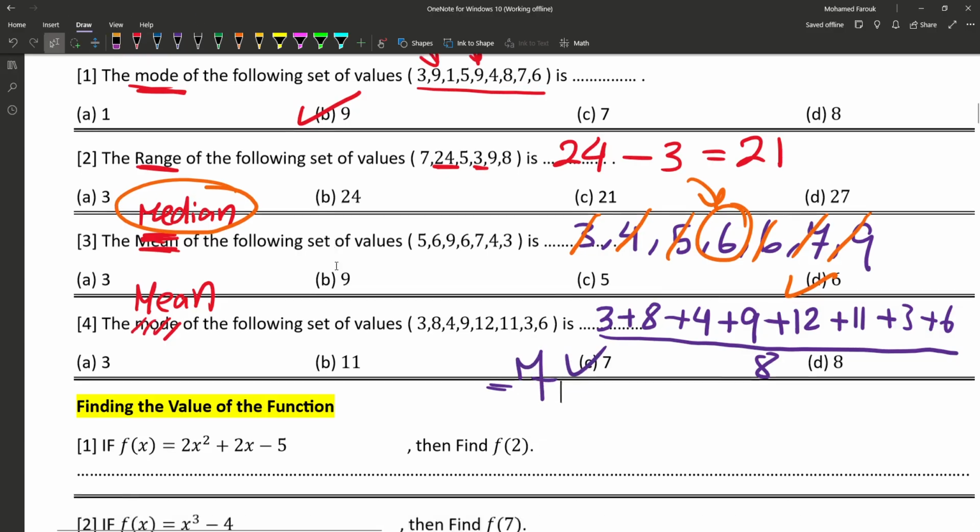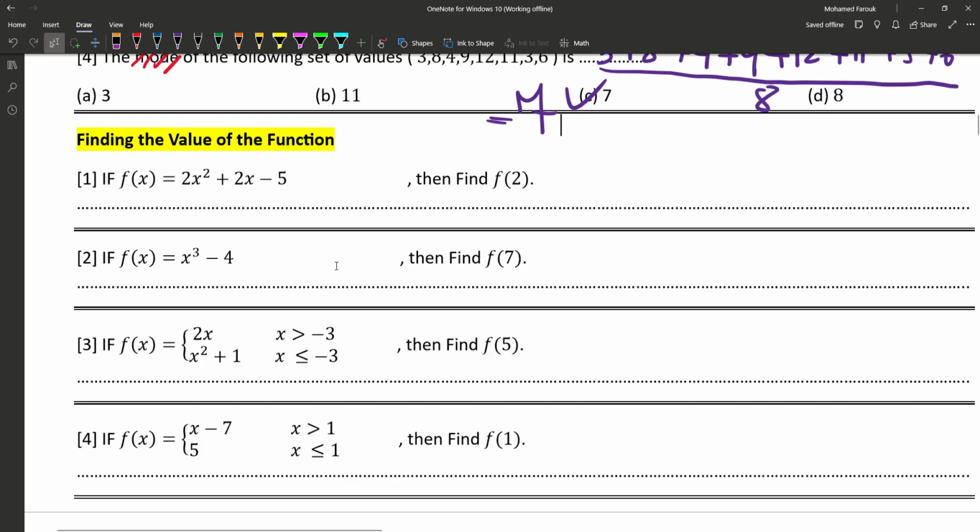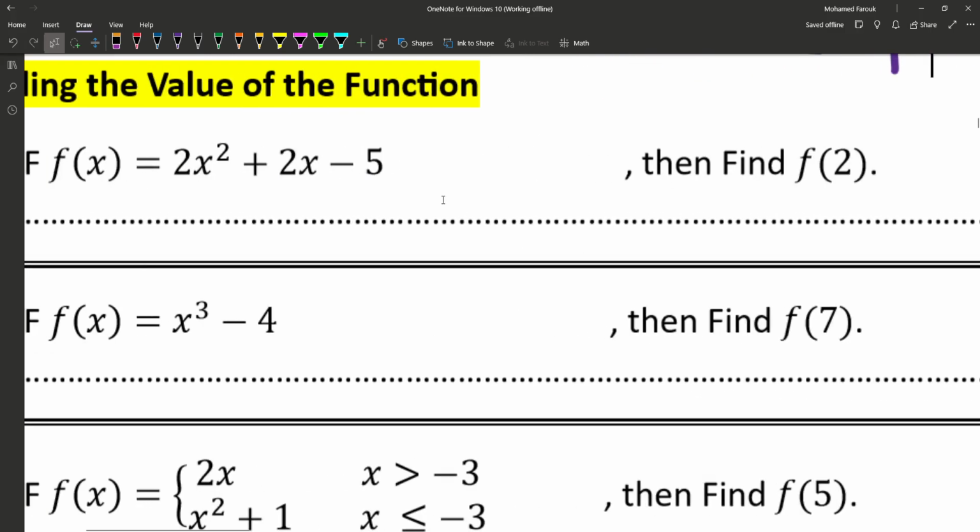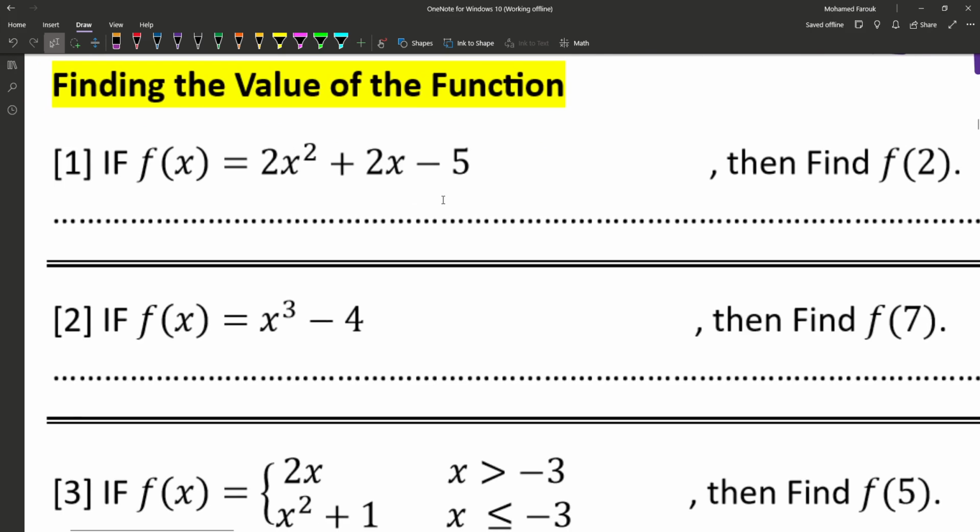Next part, finding the value of the function. Actually this part is very easy. All you need to do is plug in your number. So if I need to get f of 2, when I'm using this one, f of x is equal to 2x squared plus 2x minus 5. To get f of 2, you will just replace x with 2.